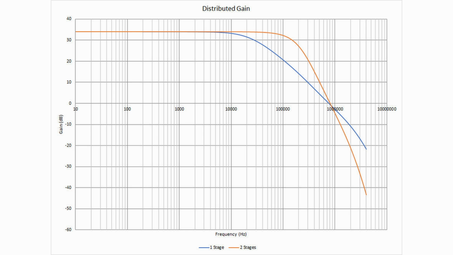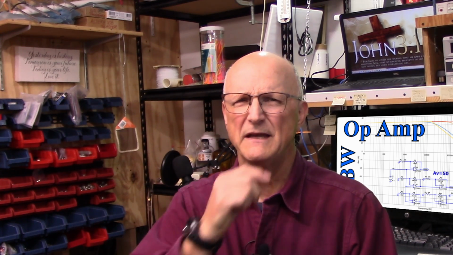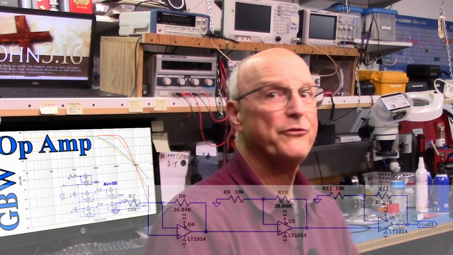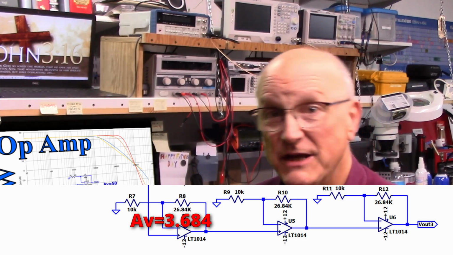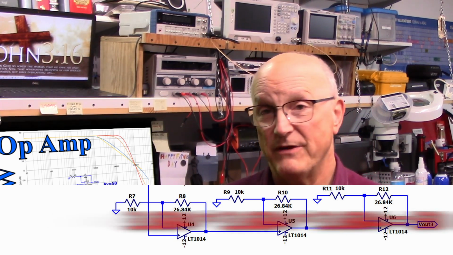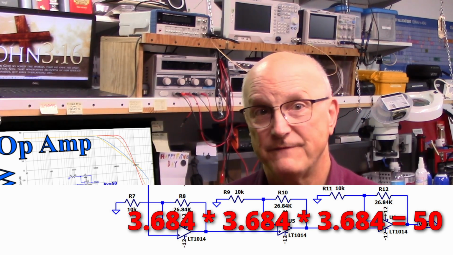Notice, however, we can't escape the effects of the gain bandwidth product. Both of these amplifiers have a gain of 1 at about 750 kilohertz. So what would happen if we distribute the gain across 3 stages? With 3 stages, the gain of each stage needs to be 3.684, because 3.684 brought to the third power is, well, 50.